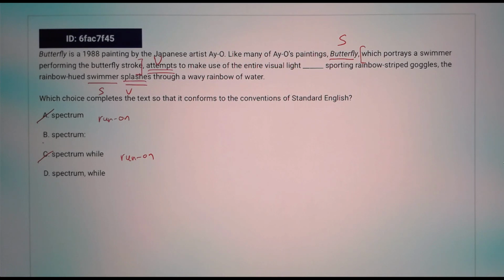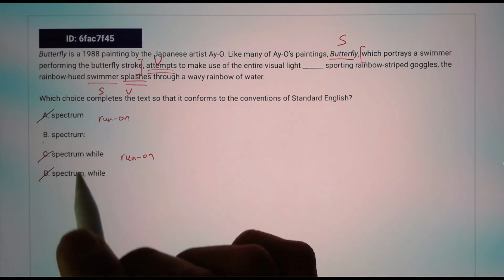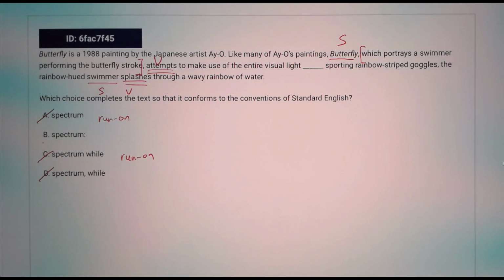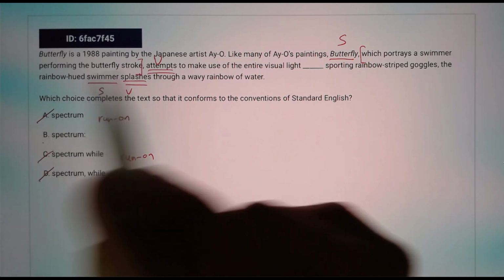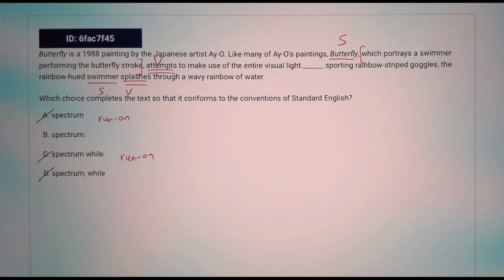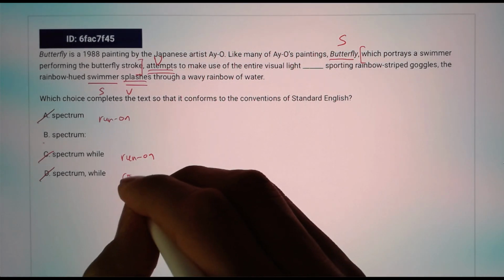And choice D, we have a punctuation, but like I said, the while is not the right place to use. Again, you have an independent clause, dependent clause, and an independent clause. And what happens is that this dependent clause is kind of confusing whether it modifies the first clause or the clause before or clause after. So I'm going to say this is a comma splice.